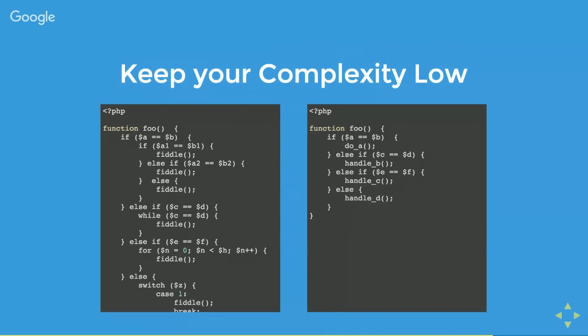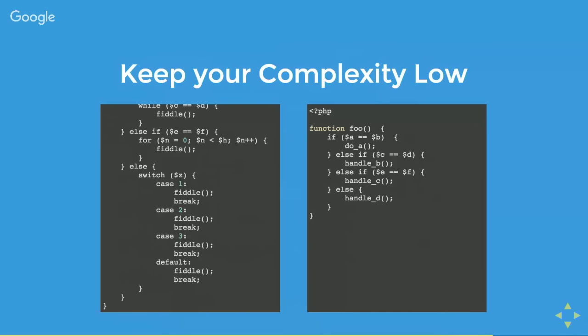But if you look on the right, this function is essentially the same thing. The doA function, the handleB, the handleC, handleD, those are just those extra blocks broken out into their own functions. And that keeps the complexity, the actual cyclomatic complexity of this function low. So that when your brain looks at it, you say, oh, if A equals B, do A. If C equals D, handle B. You're not trying to figure out else switch Z, case fiddle break. Those are things that need to be broken out into their own functions so that they can be clean and easily parsed with your brain.